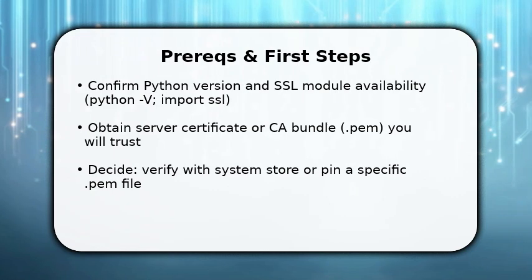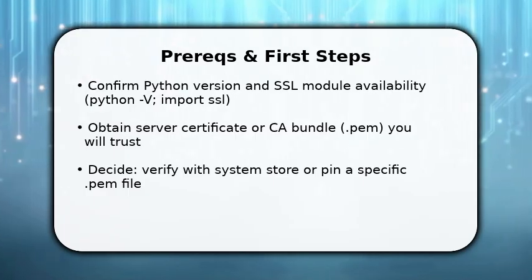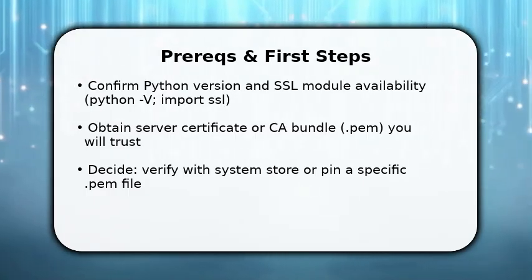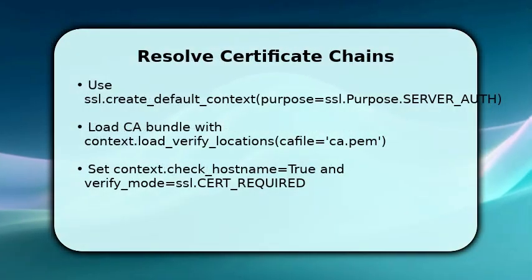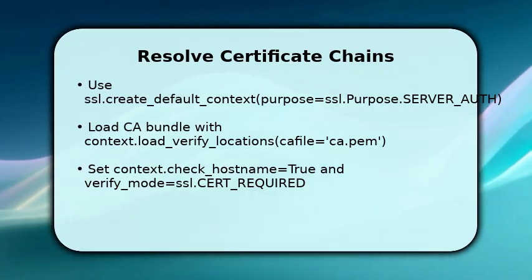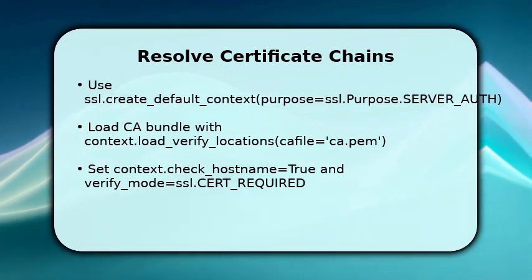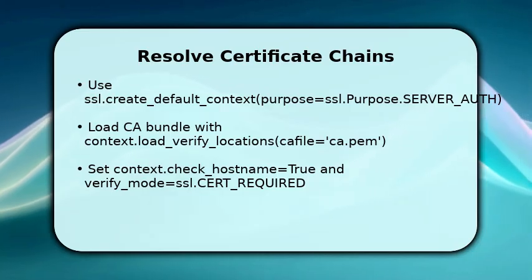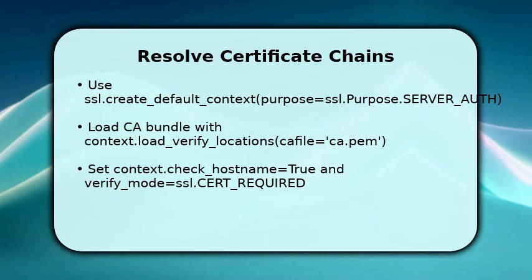Next, create a verification context and load the CA or bundle so the chain can be validated. For example, use ssl.create_default_context, purpose equals ssl.Purpose.SERVER_AUTH, then call context.load_verify_locations, cafile equals ca.pem to add your CA. Make sure context.check_hostname is True and context.verify_mode equals ssl.CERT_REQUIRED so Python enforces both.